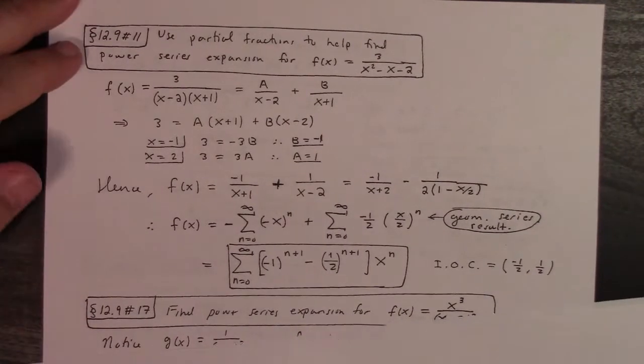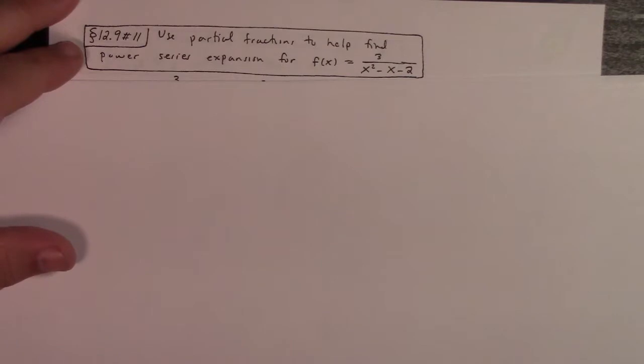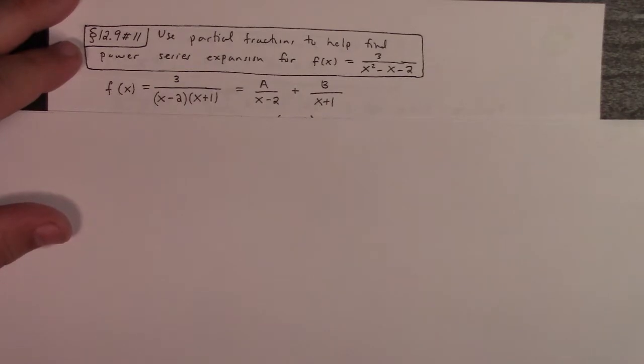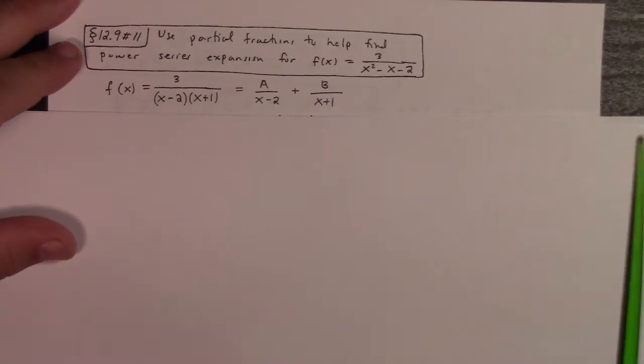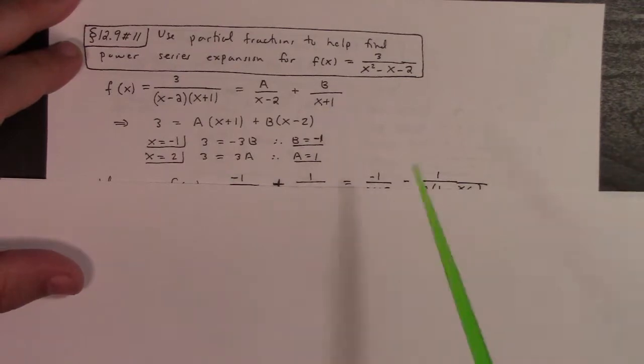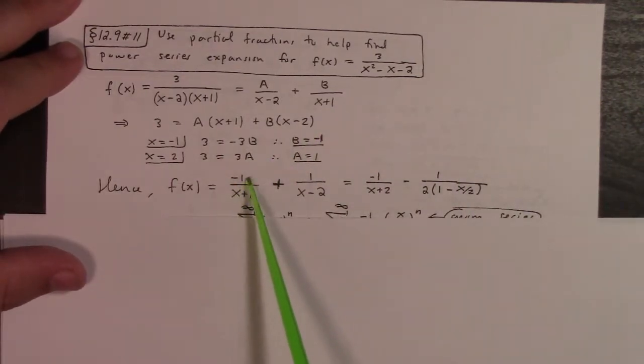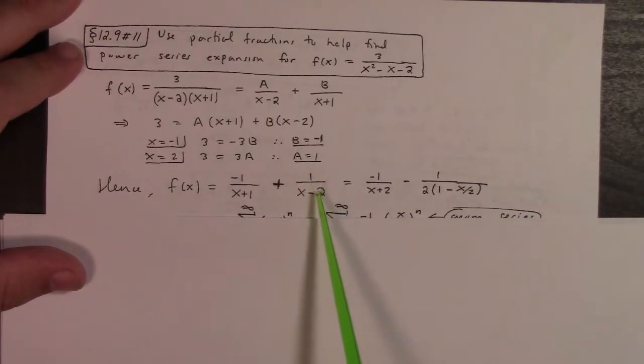Here, this time we're asked to use partial fractions to help find a power series expansion for 3 over x squared minus x minus 2. So partial fractions here is a over x minus 2 plus b over x plus 1, because when we factor the denominator, we get x minus 2 times x plus 1. So use the usual song and dance partial fractions. We get 1 over x minus 2 minus 1 over x plus 1.